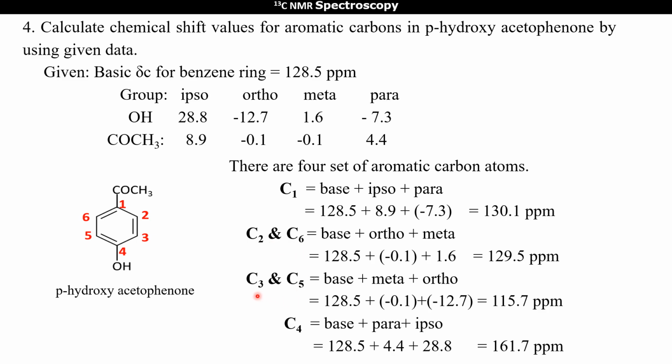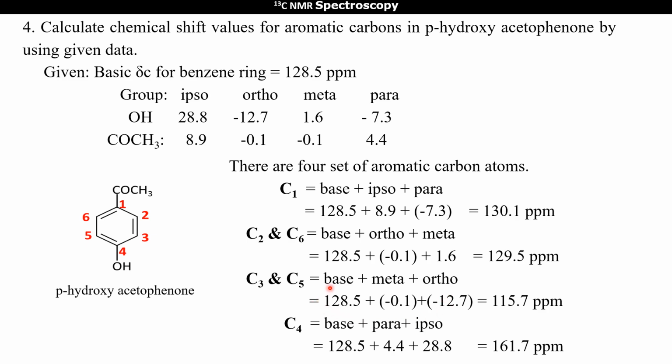Then similarly C3 and C5 are also equivalent. For C3 or C5, the OH group is at ortho position and the COCH3 group is at meta position. Therefore, the equation is base plus meta plus ortho.